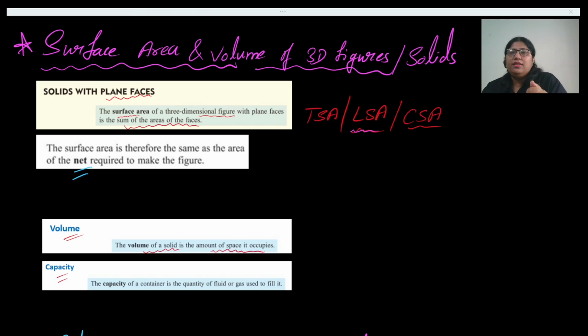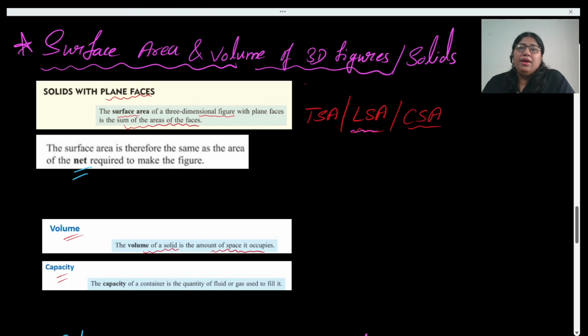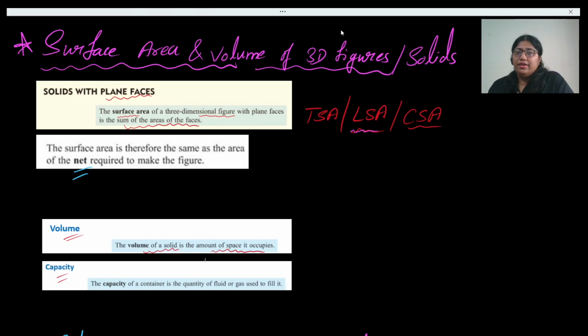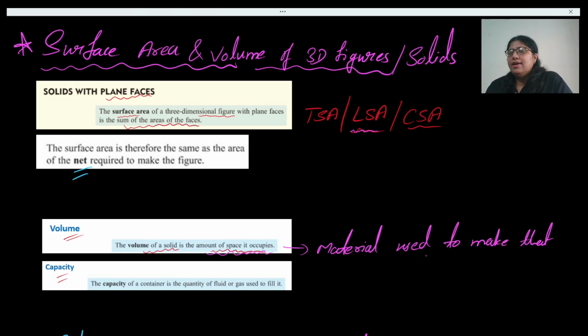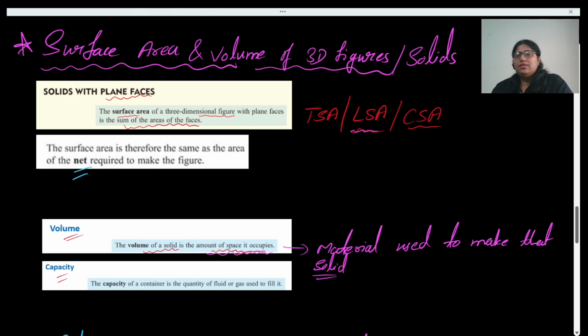If I have a 3D figure and I place it, how much space it occupies, or if I'm making that solid, how much material is used to make that solid, if it is dense, that's called volume. Sometimes it is hollow, so we'll see the volume of hollow shapes also, and sometimes it is a solid shape, so we will see in both cases how to calculate the volume.